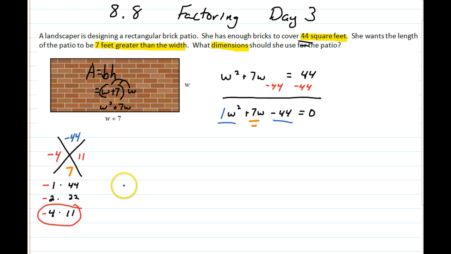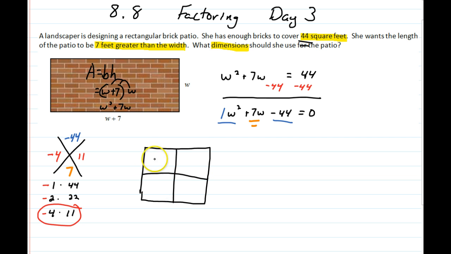So now we can go to our X box, or our 2x2 box. And so what number goes in the first? That'd be W squared. What number goes in the last box? The last number, negative 44. And then we put our answer from our X, so negative 4W plus 11W.